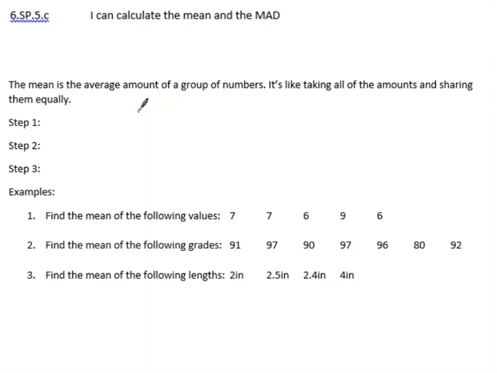I can calculate the mean and the MAD. The mean is the average amount of a group of numbers. It's like taking all the amounts and sharing them equally. So look at this first example here with the 7, 7, 6, 9, 6. Imagine that those are how many cookies 5 different people have.